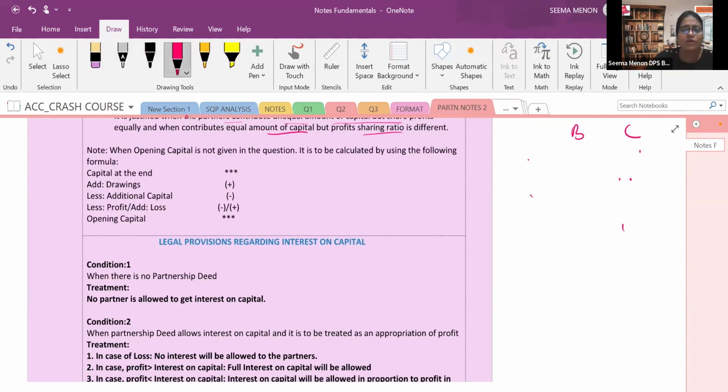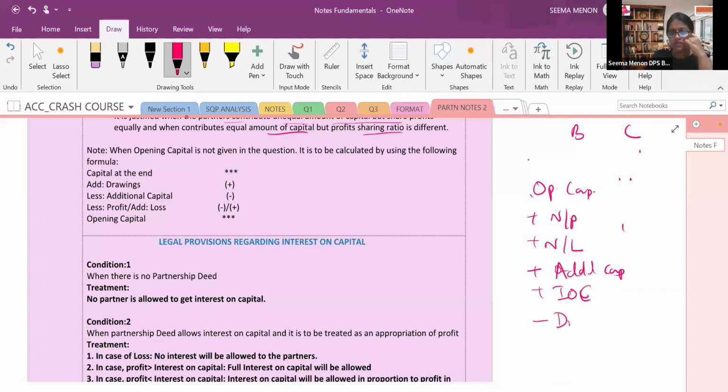This you have already learned in class 11 only. I will go back to class 11. You can see that there will be opening capital. To opening capital, what will you add? You will add net profit. If there is net loss, what will you do? You will subtract it. If any additional capital is there, what will you add? You will add additional capital. Then if any interest on capital is given, you will add that also.